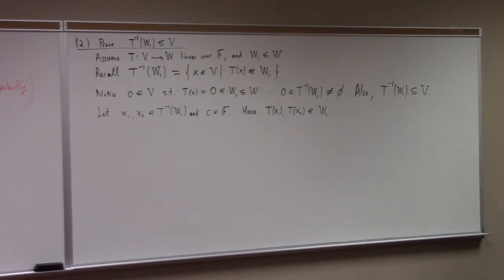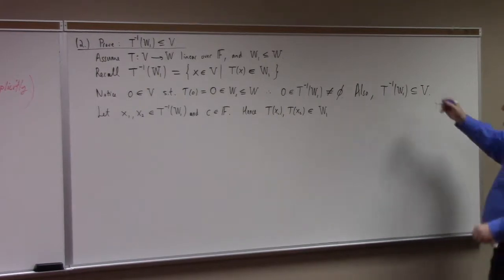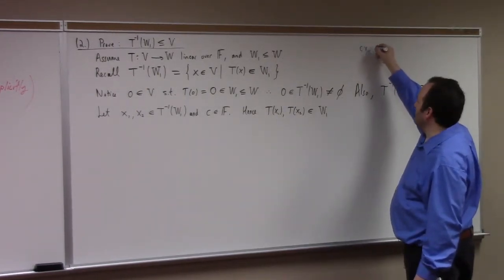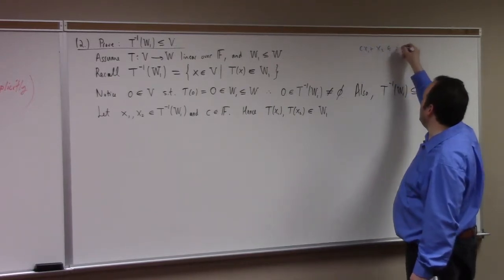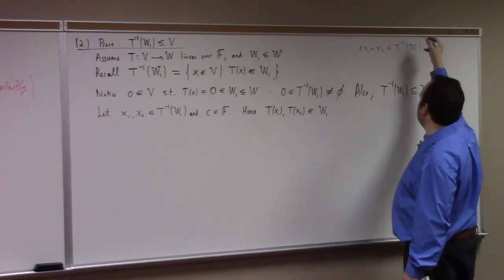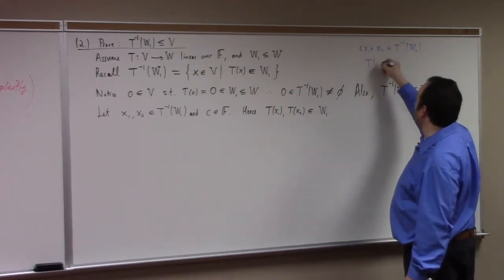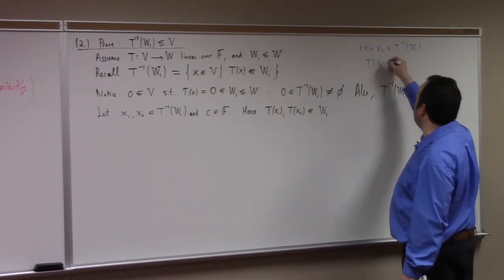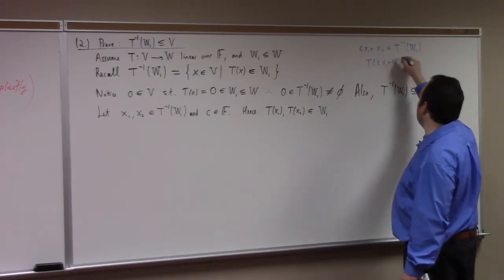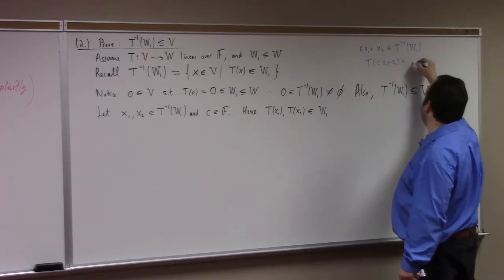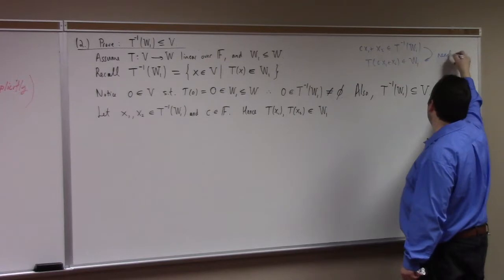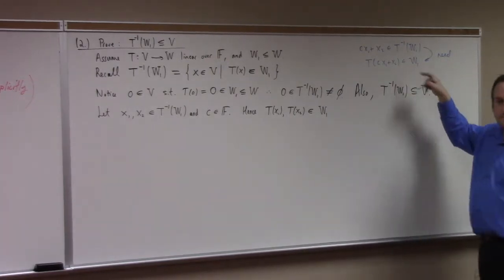Let me write our goal. No, this is not part of the proof, but let me write it off here. We're trying to show that Cx1 plus x2 is an element of T inverse of W1. What does that mean? That means that T of Cx1 plus x2 is an element of what? Right, so I need this.